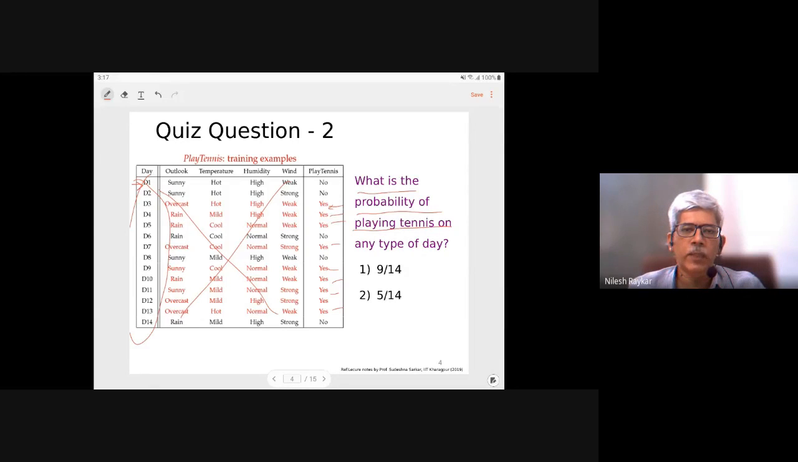So if you want to make a very, very simple model, you would ignore all the features and say that whichever label has got the highest probability. So in this case, the label of yes is having the highest probability, that is 9 by 14. And the label of no, that is the probability of not playing tennis, is smaller than that. So if you want to make a very simple model, then you will say that on any type of day people will play tennis and it will hold true for 9 out of 14 times based on the observation.